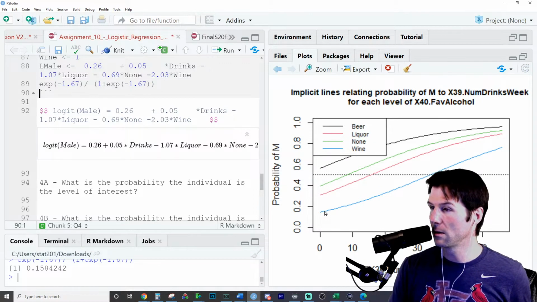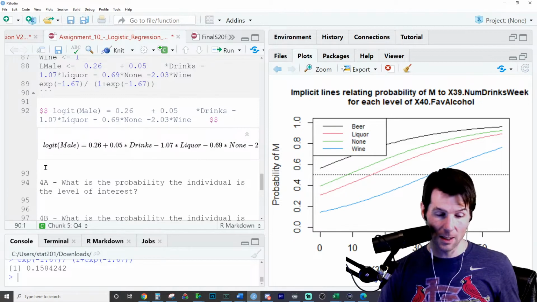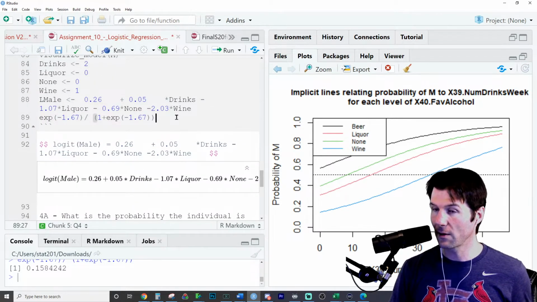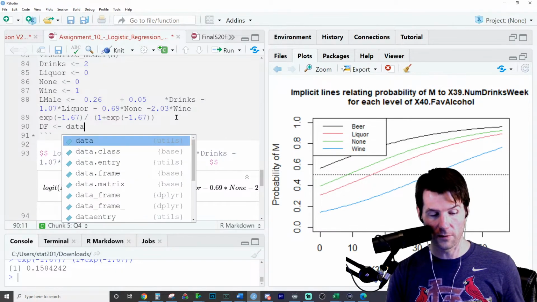Maybe that's right. A little bit less, yeah. It's lower than I thought. It's saying about 16%. Let's have R solve it for us, and this is how to have R solve it. We need to do the same practice we've been doing if we want R to solve it.